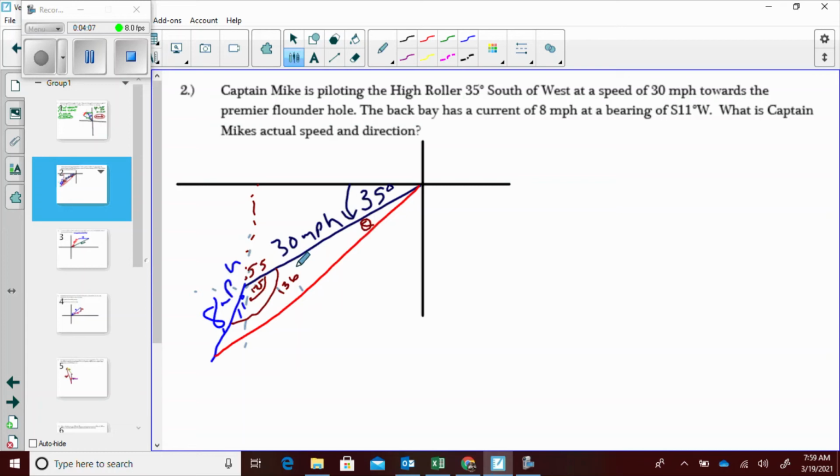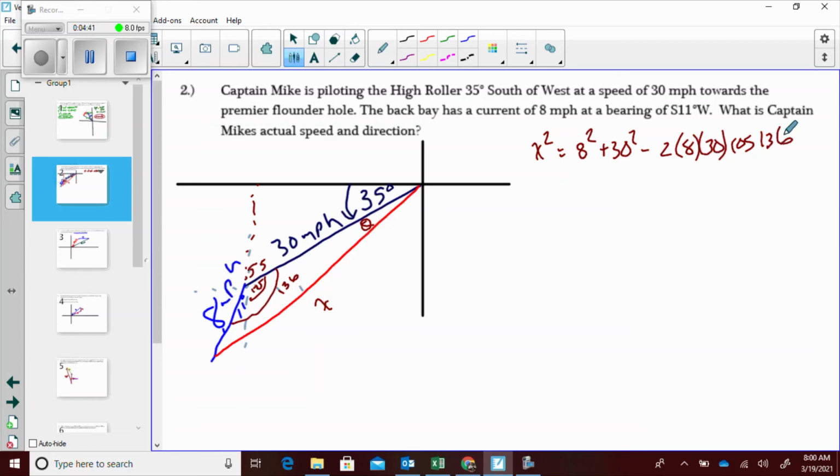So what I'm going to do is I'm going to find the speed, right? Because a lot of times we only want to find the actual speed. So the speed, and then I'll do the law of sines. As you're seeing, a lot of times it's just the same thing over and over again. So we're going to call this x. X squared equals 8 squared plus 30 squared minus 2 times 8 times 30 times cosine of 136.